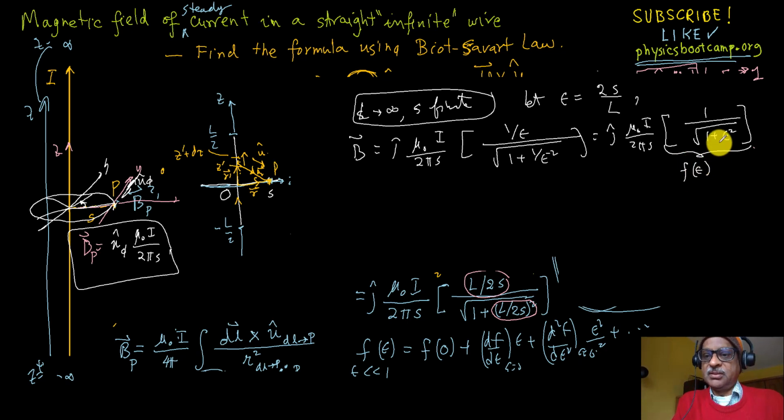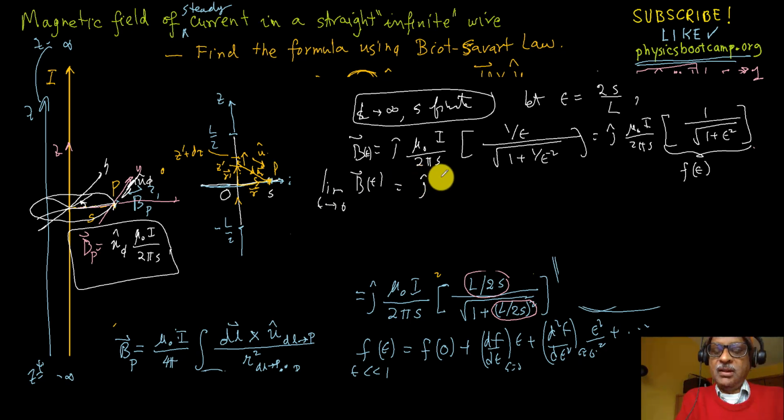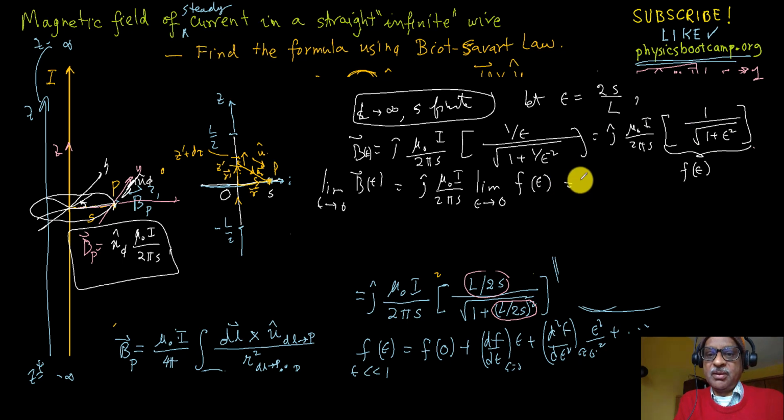function of epsilon, okay? And when I take the limit of B, which depends on epsilon, as epsilon goes to 0, that will be j hat mu naught I over 2 pi s times the limit as epsilon goes to 0 of f of epsilon, and this clearly is equal to 1. So j hat mu naught I over 2 pi s times 1. And so this is a much better way of doing it than taking the other way around.